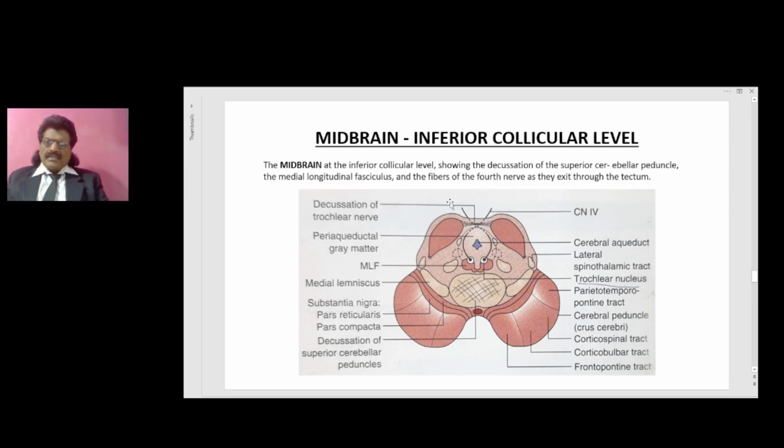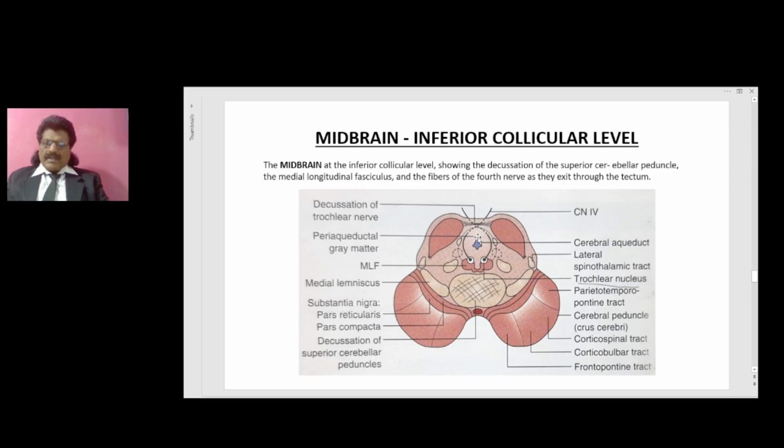So here you can see this is the decussation of the 4th nerve. The 4th nerve winds around and goes posteriorly. It crosses over to the opposite side. So you can see the decussation of the 4th cranial nerve.